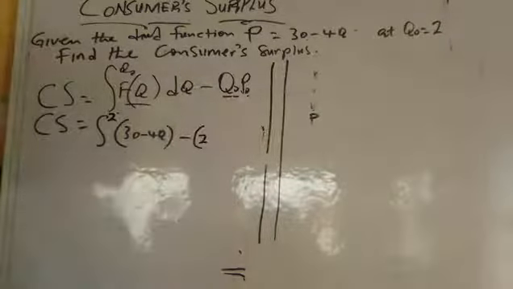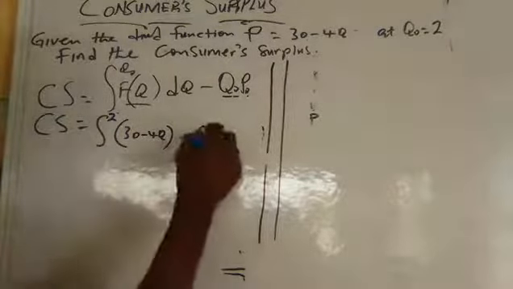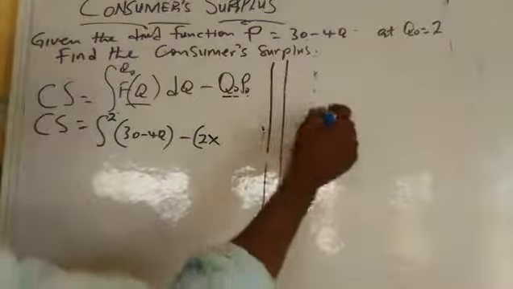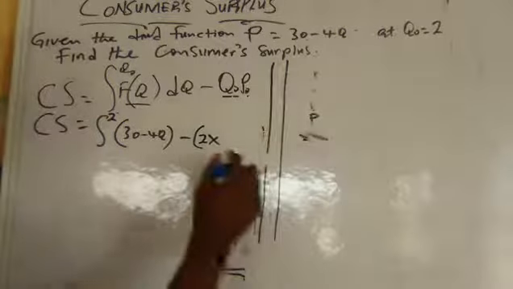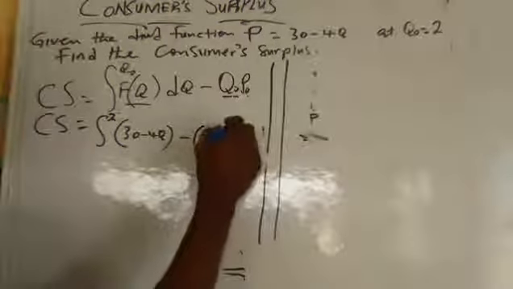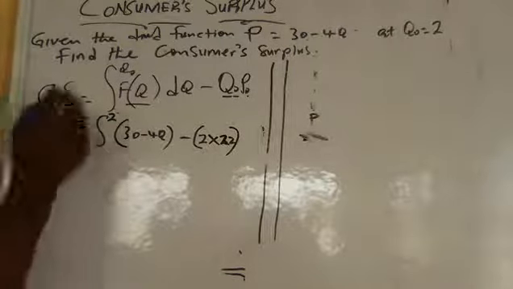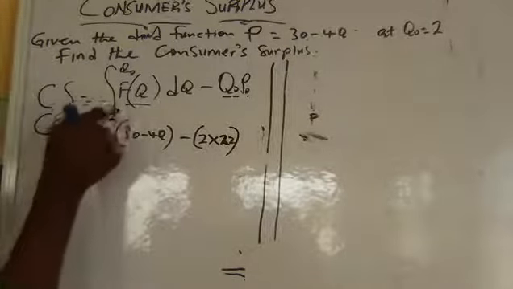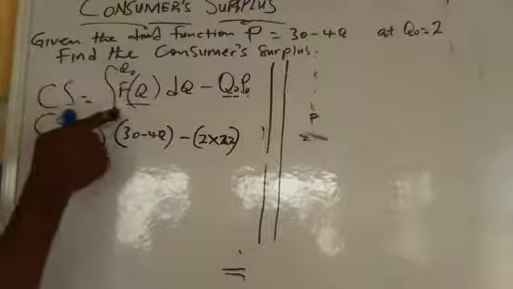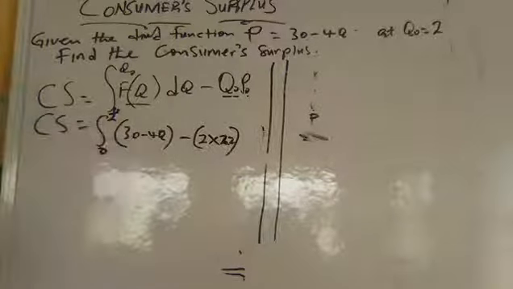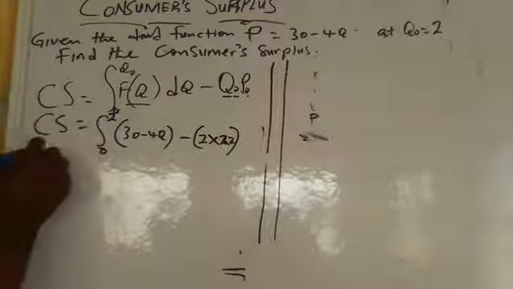Then what next? Q times P. What is our P? Don't forget our P is 22, what we derived here. Sorry for cleaning that. It's 22. Now, don't forget, this is the upper limit and this is the lower limit. Our upper limit is the equilibrium quantity, which is 2, and our lower limit remains 0. So we just write it again.